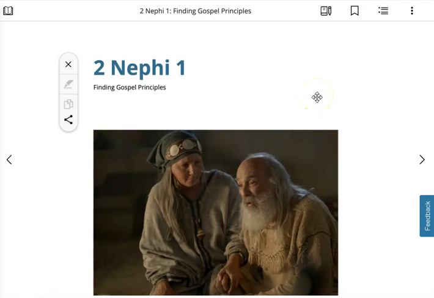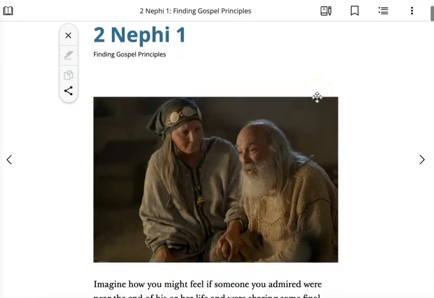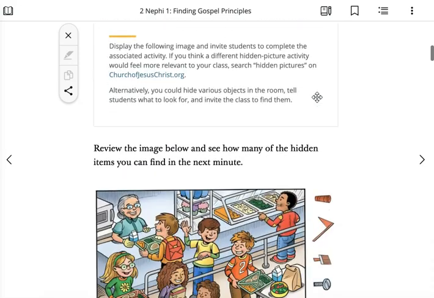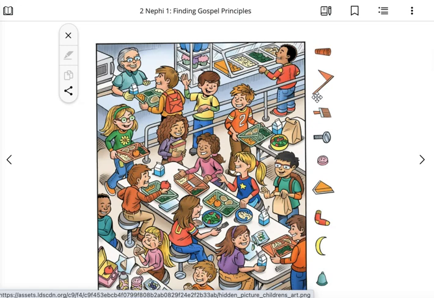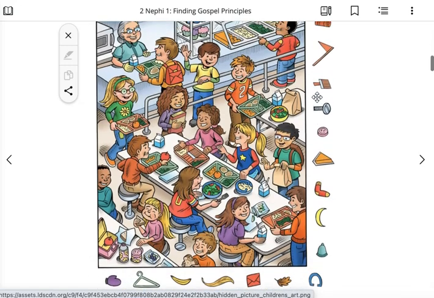Hi teachers, here's a fun idea for 2nd Nephi chapter 1. When you come into the lesson outline right here, there's this hidden picture activity that you can do with your students where you give them 1 minute to see how many of these hidden objects they can find in the picture. Keep it to a minute. We don't want this to be too long, but let them have some fun with it and see how many they can find in that time.